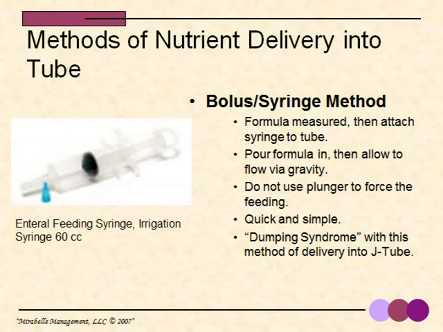With the bolus or syringe method of delivering nutrients into the tube, the formula is measured and then you attach the syringe to the tube. Pour the formula in and then allow the formula to flow via gravity. You never use a plunger to force the formula through the tube. This is quick and simple.